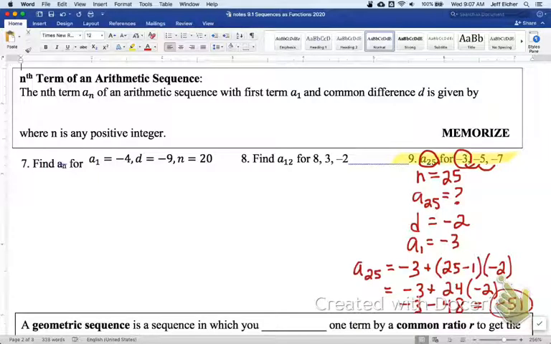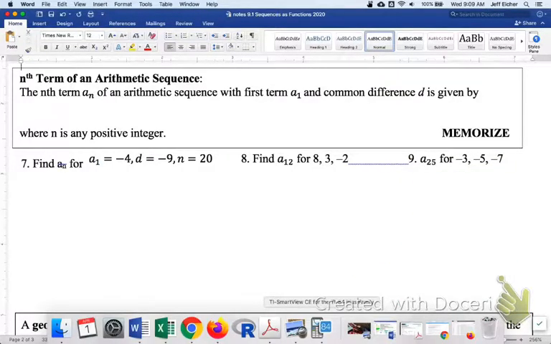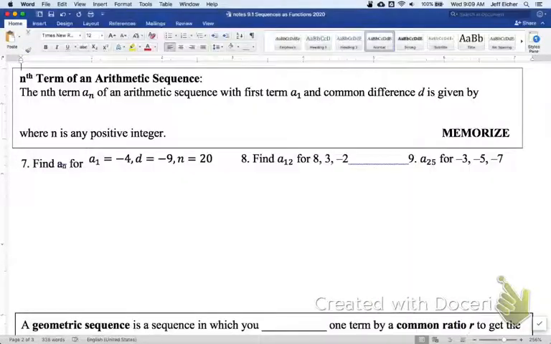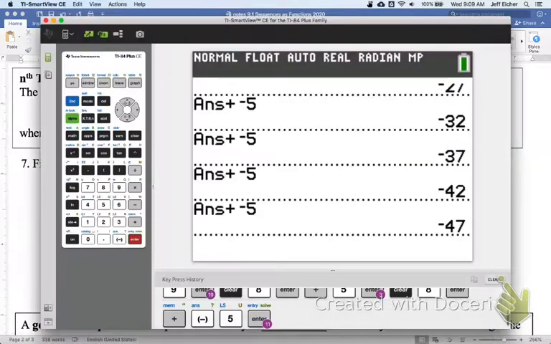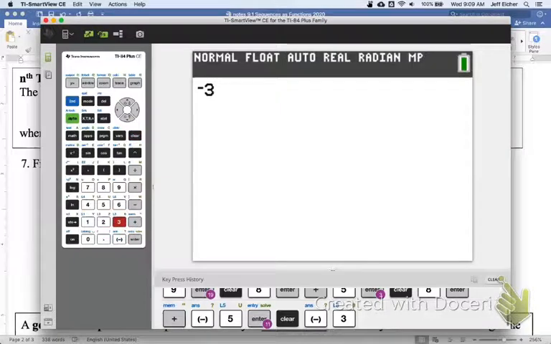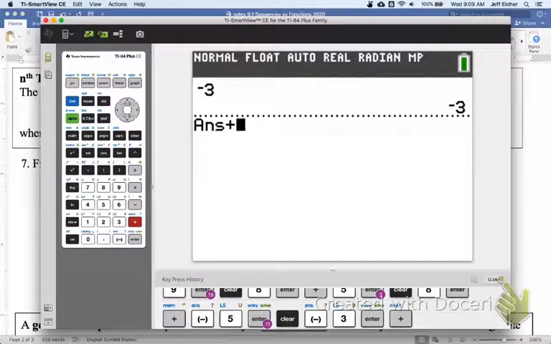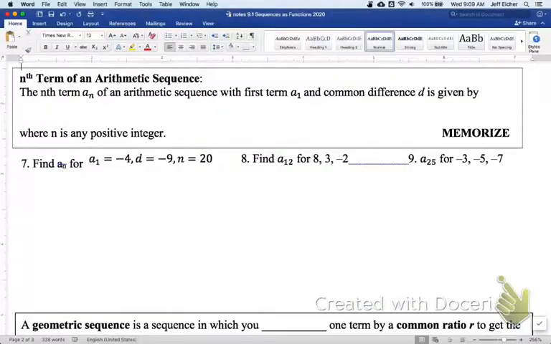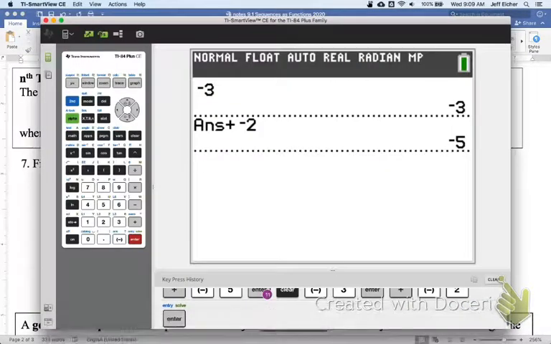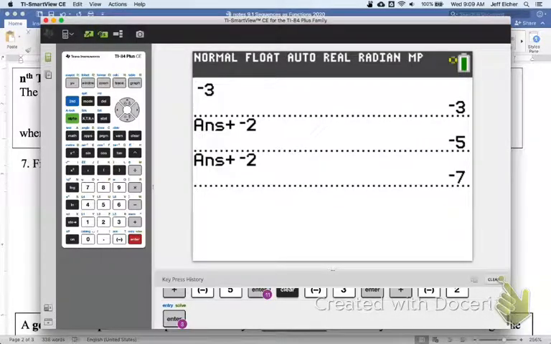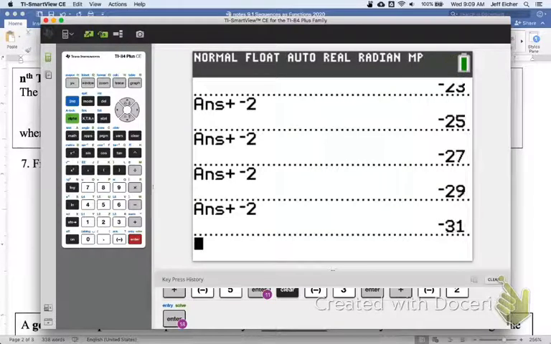So if we're starting at negative 3 and we're subtracting 2 each time, so we're starting at negative 3 and we're adding a negative 2 each time. And we're going until the 25th term. So my second term is negative 5, and then 3, 4, 5, 6, 7, 8, 9, 10, 11, 12, 13, 14, 15, 16, 17, 18, 19, 20, 1, 2, 3, 4, 5. So our 25th term is negative 51 in this arithmetic sequence.